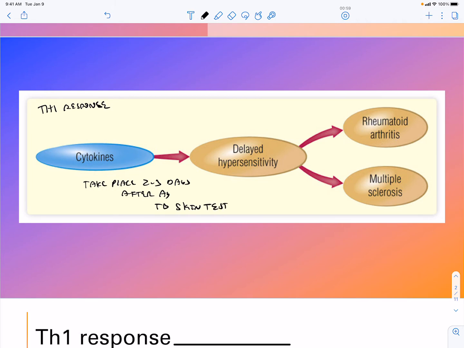Now we have some pathogens that are going to induce delayed hypersensitivity. We have Hep B and TB. And TB will have granuloma formation plus cell death plus caseous necrosis. That looks like cheese.